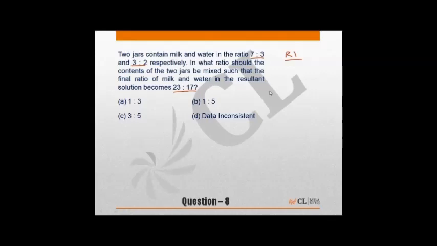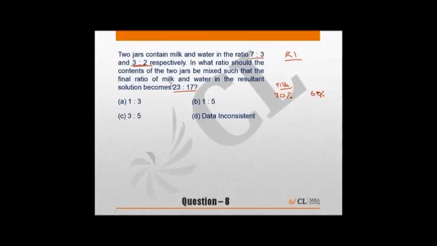So the first jar has milk and water in the ratio of 7:3. That means out of 10 it is 7 milk or 70% milk. So first jar has 70% milk. Second jar 3 out of 5. So 3:2, that means 3 out of 5, 3 upon 3 plus 2, 60% milk. Okay. So first jar has 70% milk, second jar has 60% milk.